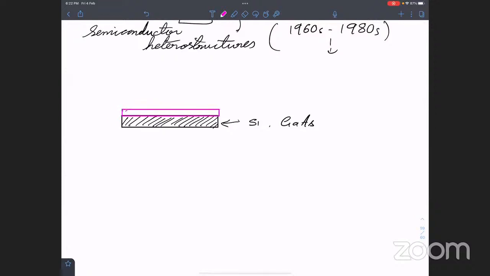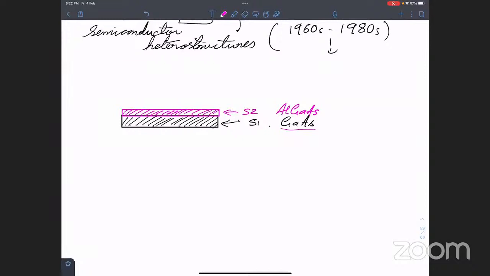So they deposit a second semiconductor here. This is your semiconductor 2, or layer 2. Usually this is going to be a material like aluminum gallium arsenide, and they don't really grow this. Rather, what they do is they dope. If I take gallium arsenide and dope it with aluminum, you get aluminum gallium arsenide, a second semiconductor.